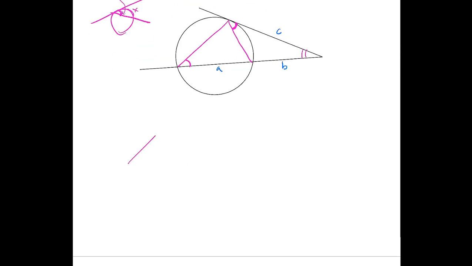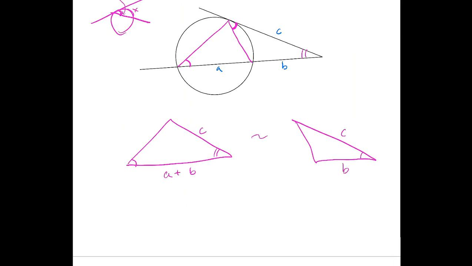So let's redraw it. We have this big triangle like this that has this angle and this angle. This whole side is a plus b, and this side is c. And that's similar to this triangle, which is kind of upside down and backwards here. That's c and b with a double and a single. And so let's just set up the proportion, right? Going from this one to this one, c is to b as a plus b is to c. Cross multiply, and we get c squared equals b times a plus b.